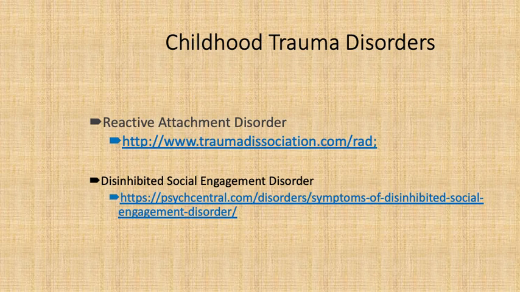So the first two disorders we're looking at are childhood trauma disorders: reactive attachment disorder and disinhibited social engagement disorder. You're going to want to look at these websites to find out all the sticky details. Reactive attachment disorder is where the child is just not bonding, and that's an oversimplification, but I want you to look at that website. In fact, I'm going to read a couple things out of it.